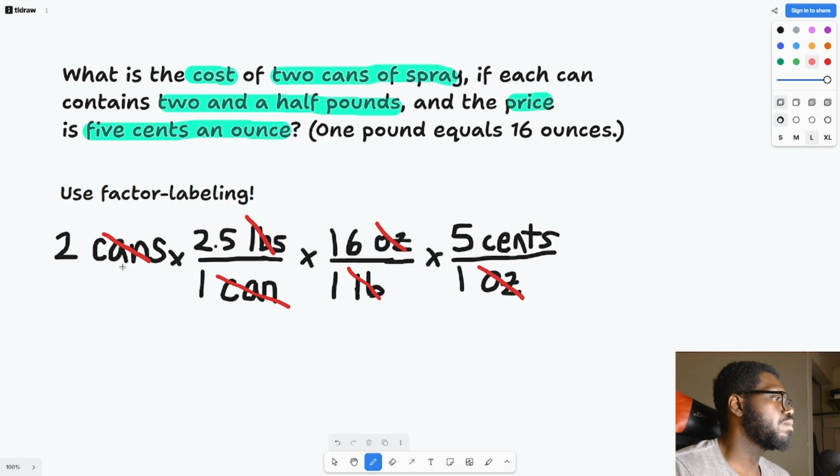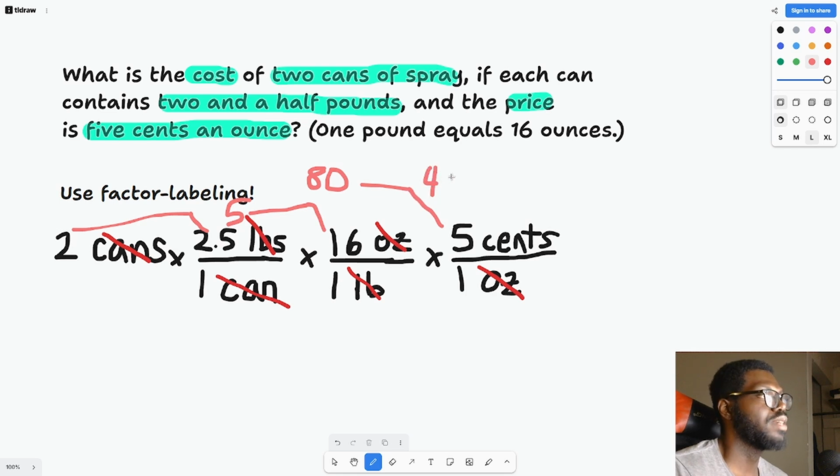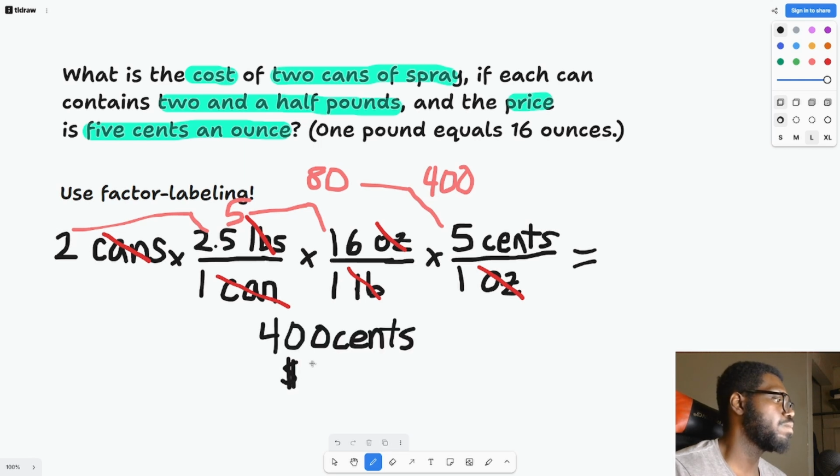All right, I'm just going to go from left to right here to simplify. 2 times 2.5 is 5. And then 5 times 16 is 80, right? Because if you break up 16 as 10 and 6, well, 5 times 10 is 50. 5 times 6 is 30. 50 plus 30 is 80. And then 80 times 5 is 400. 8 times 5 is 40. So 80 times 5 is going to be 10 times that, or 400, which means that the total cost in cents is 400, or just $4.